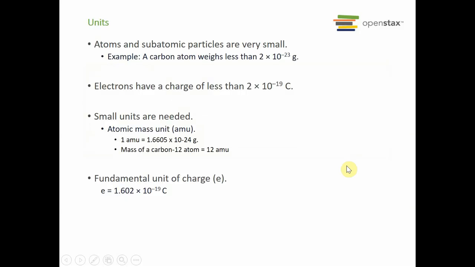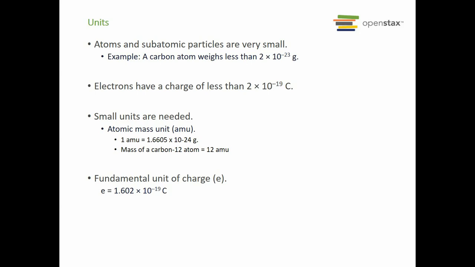Atoms and subatomic particles are very small. An atom weighs less than 2 times 10 to the minus 23 grams. Of course, each atom weighs differently according to its atomic number, atomic mass. Electrons have a charge of less than 2 times 10 to the minus 19th coulombs. It's actually 1.6 times 10 to the minus 19th coulombs.